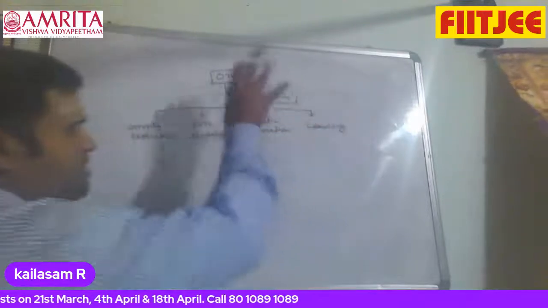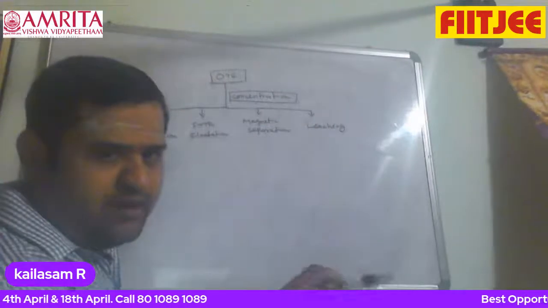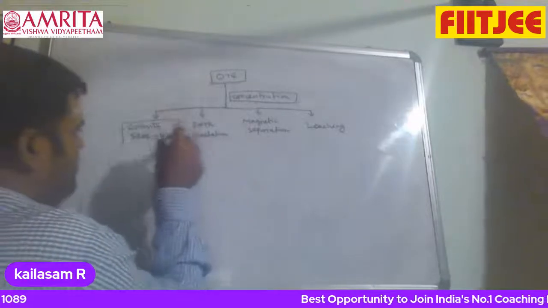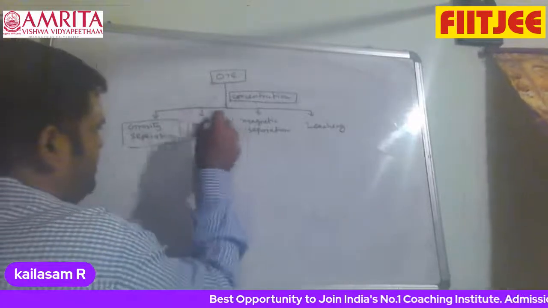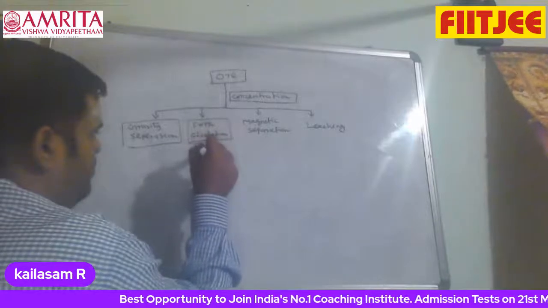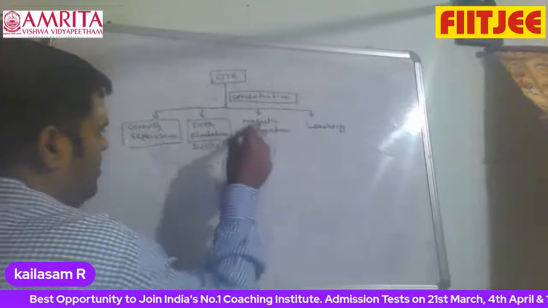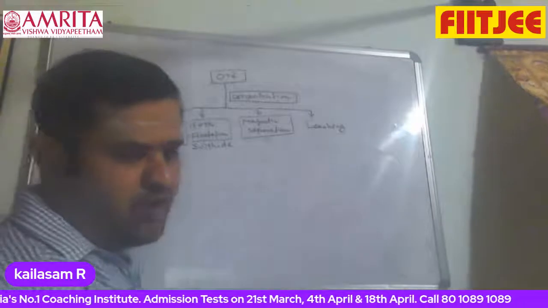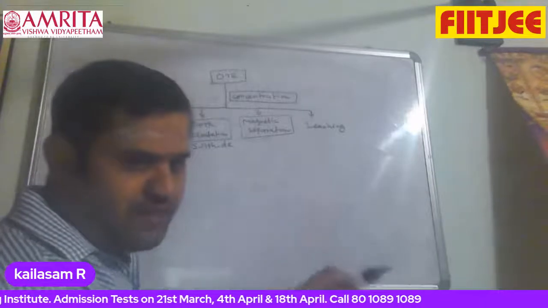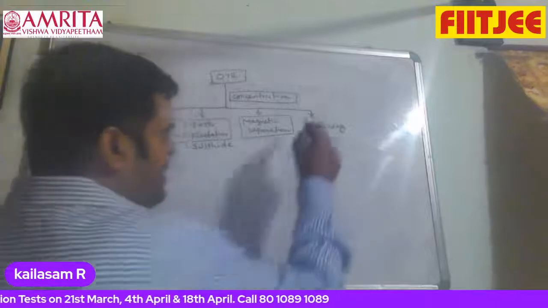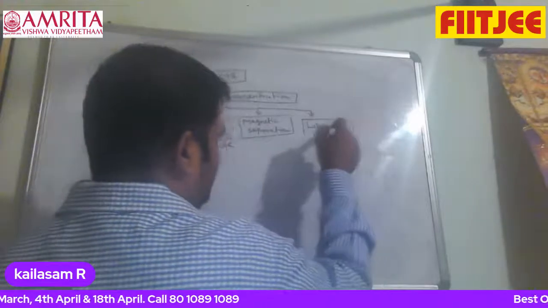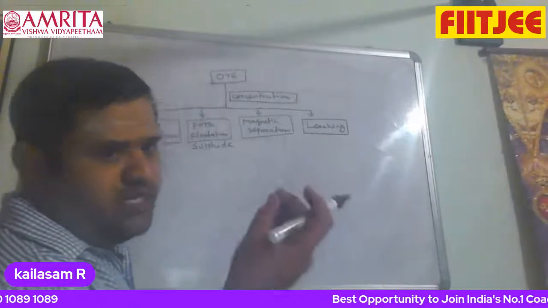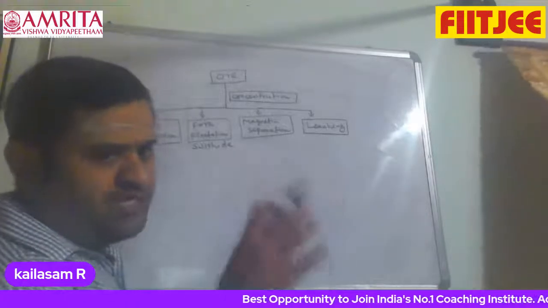So once you got the ore, ore has impurity. So we have to concentrate the ore. Then there are 4 processes. Generally, the froth flotation process they will use only for sulfide ore. And magnetic separation they will use where the ore or the impurity has magnetic property. And leaching process, the principle is the ore must be soluble in a suitable solvent.